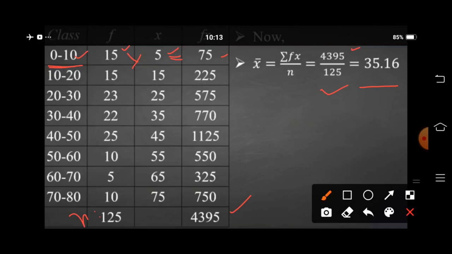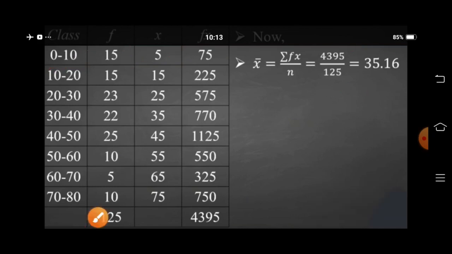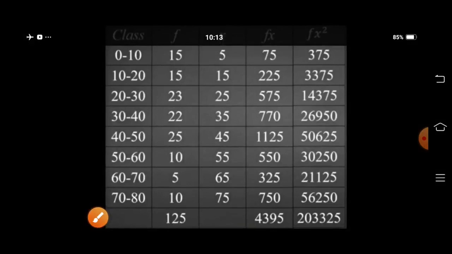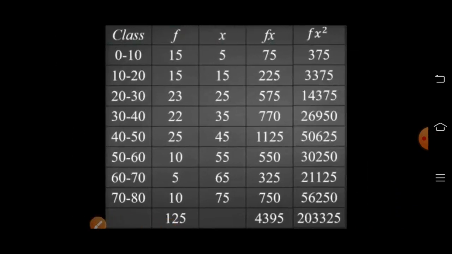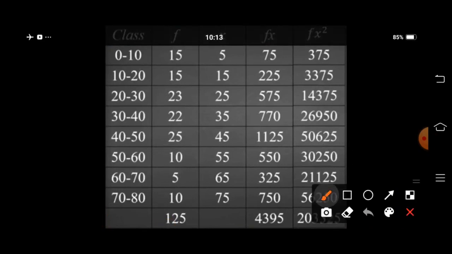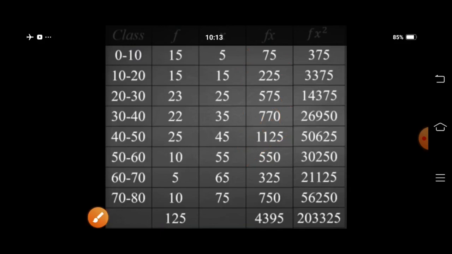Then find out standard deviation. We need more column. For the formula we need fx square. So add more column. Fx square means fx into x. Here x into fx, we are going to get 375. 15 into 225, we are going to get 3375. By this way, we will get total of fx square, sigma fx square, then n equal to 125.